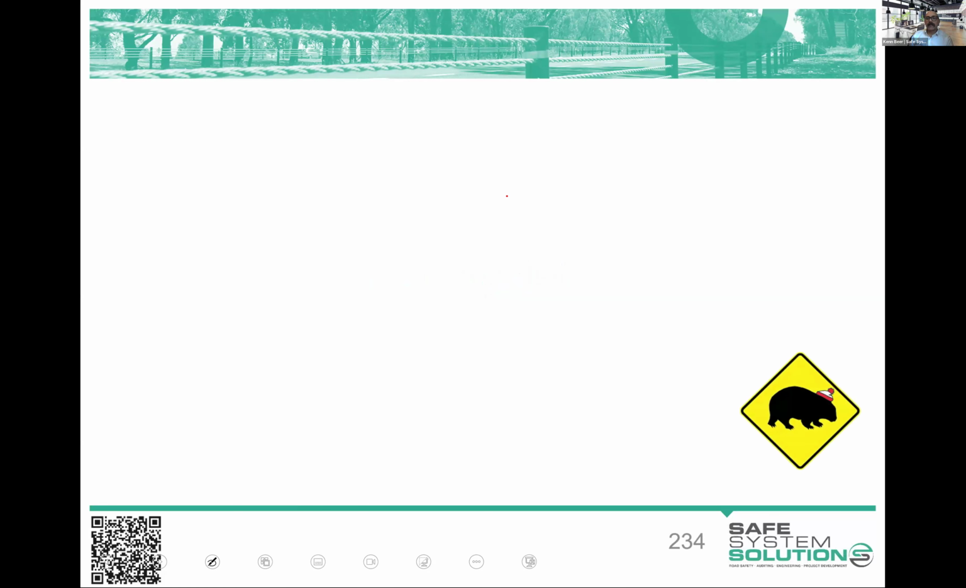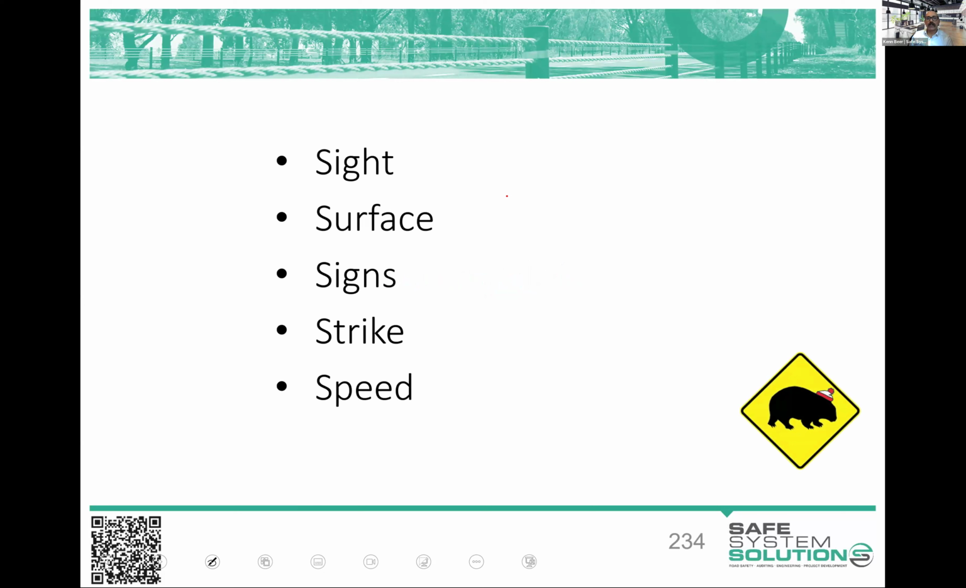I like to think about some different particular aspects there: sight, surface, signs, strike, and speed for motorcyclists. Can we see motorcyclists? Can motorcyclists see what's coming up? Do we provide surfaces that limit the chance of crash? Are we providing signs to warn, inform, guide? And when a motorcyclist crashes, what are they hitting? And how are they hitting it? And what speed does all this happen at?